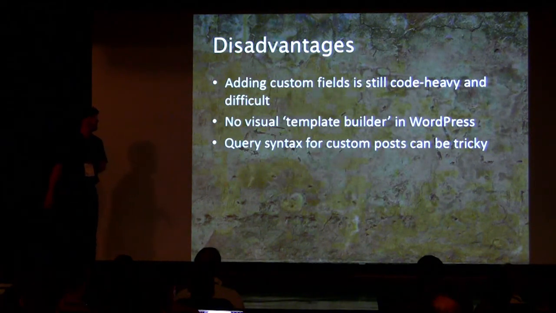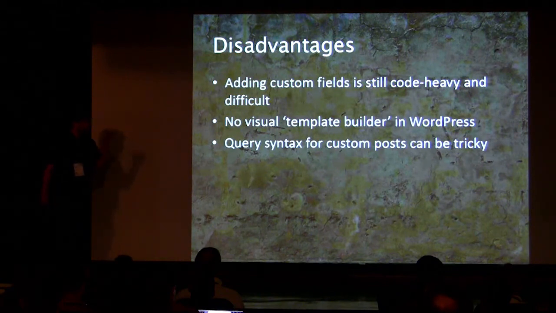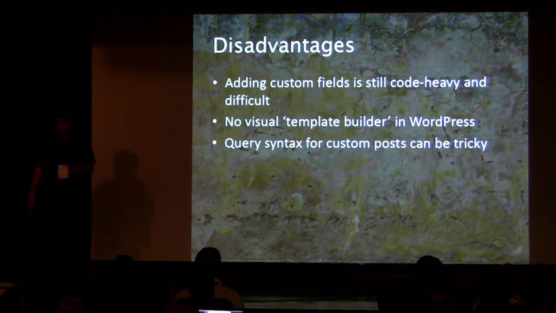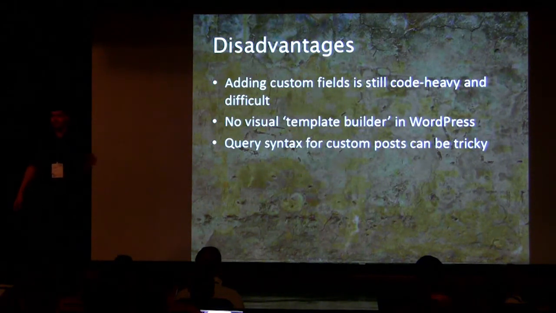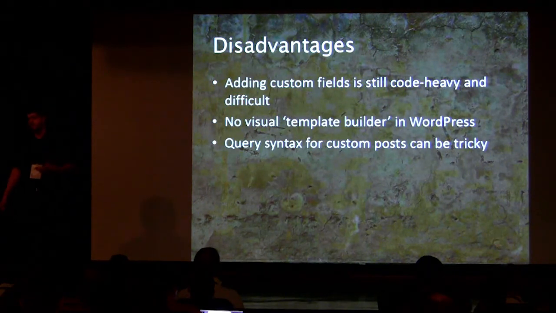Again, this was a problem because there isn't, by default, a visual template builder. I would be very surprised if, in the next major version of WordPress, some of these custom posts and custom fields plugins aren't rolled into core in some fashion. But for now, you still need to use a plugin or roll your own.